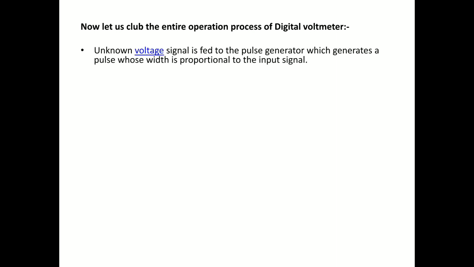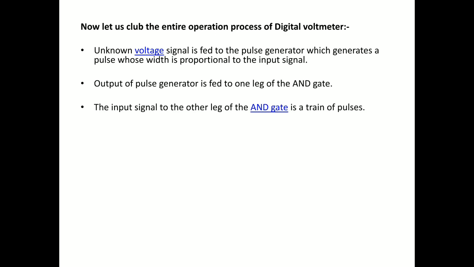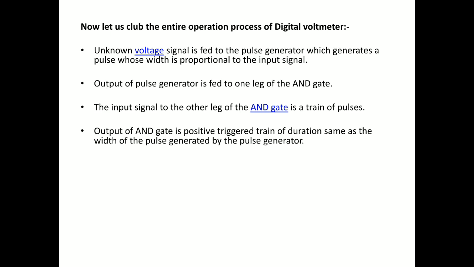Now if you want to club the entire working process of the digital voltmeter, we can club them step by step. So in the first step, the unknown voltage signal is fed to the pulse generator which generates a pulse whose width is proportional to the magnitude of the input signal which we want to measure with the help of the voltmeter. Second, the output of the pulse generator is fed to one leg, or you can say one terminal, of the AND gate. The input signal to the other terminal of the AND gate is nothing but a train of pulses. The output of the AND gate is a positive triggered train of duration exactly equal to the width of the rectangular pulse which is generated by the pulse generator.